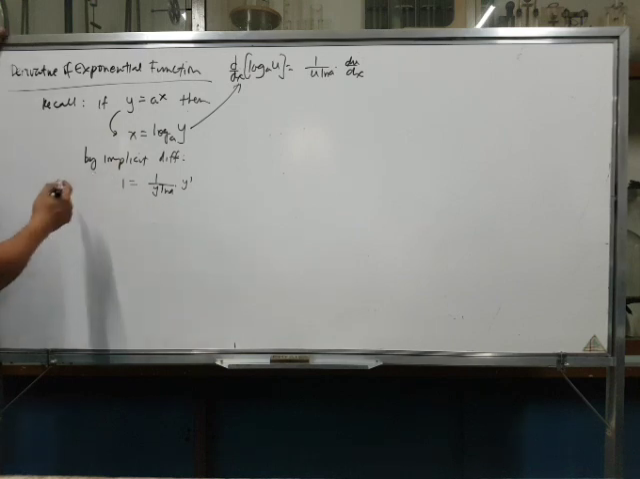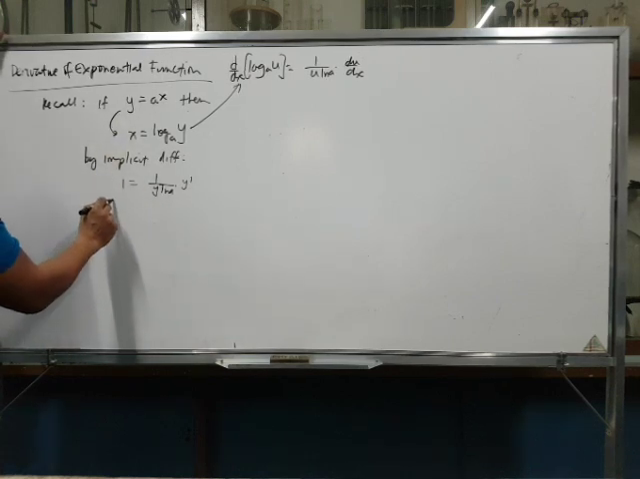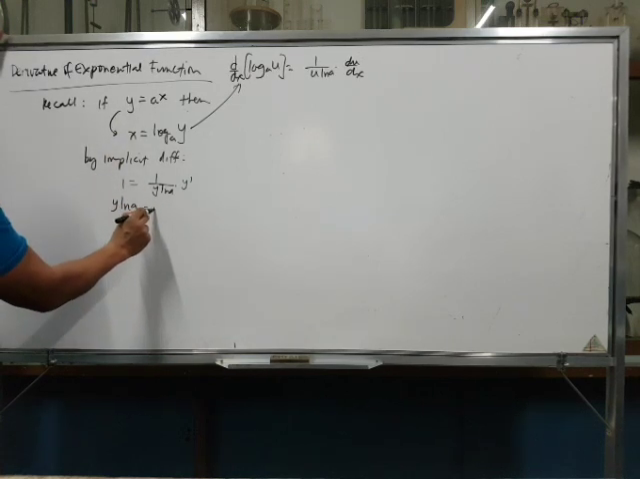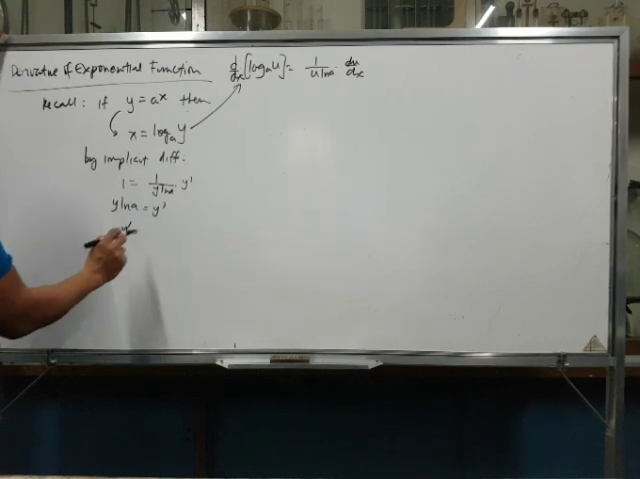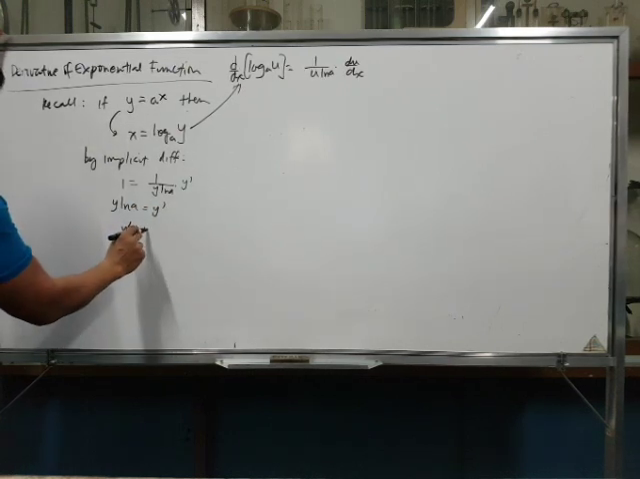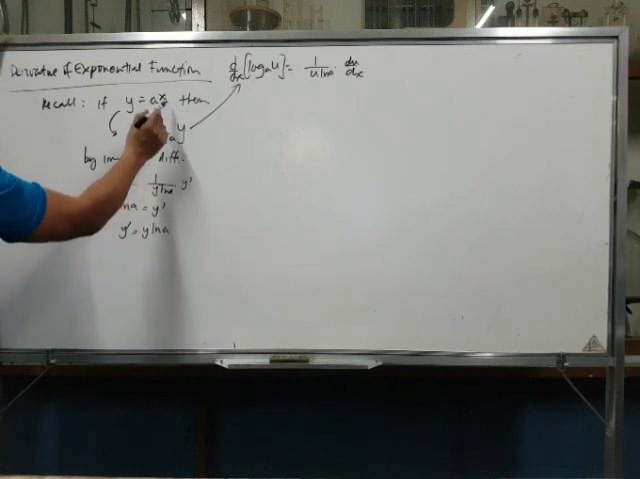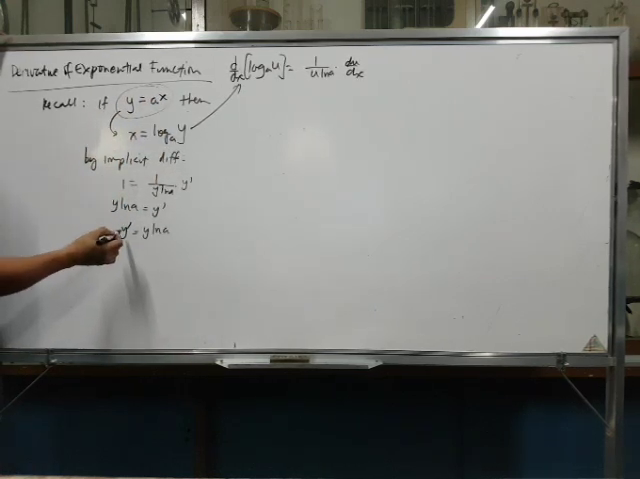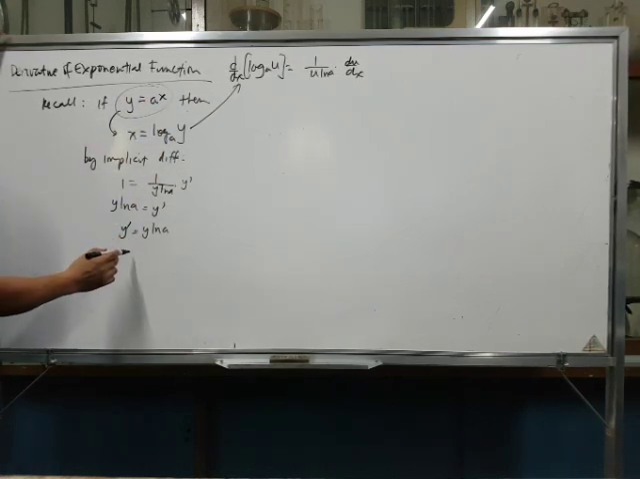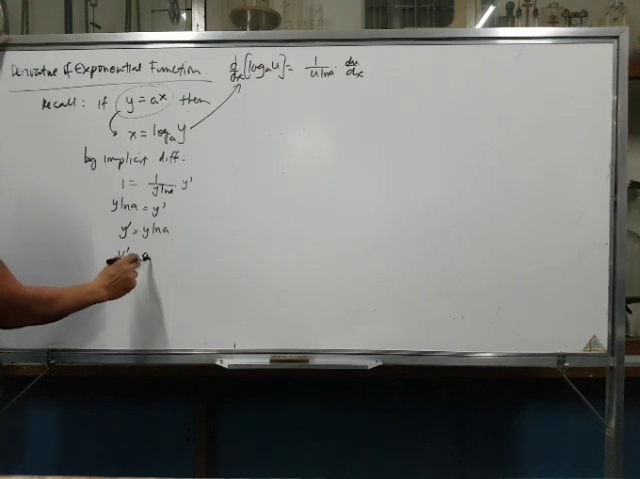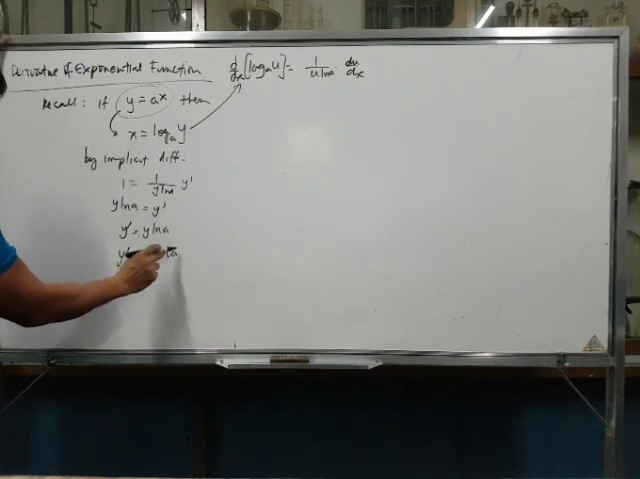Copy everything. And the derivative of y with respect to x, of course, you can just write here y prime. And then we can simply cross multiply. So y ln a is equal to y prime. And there we have it: y prime equals y ln a. But originally, y equals a to the x. So y prime equals a to the x ln a.